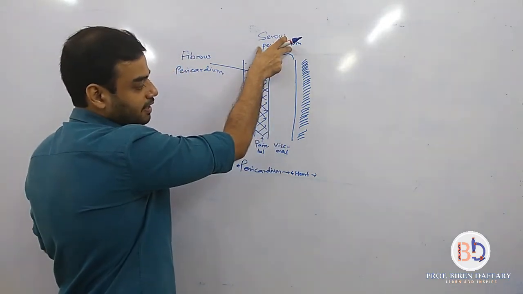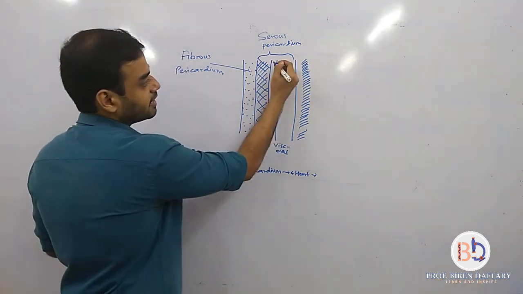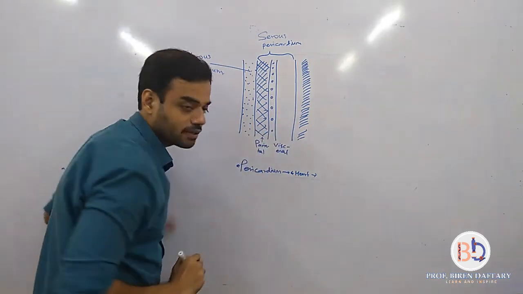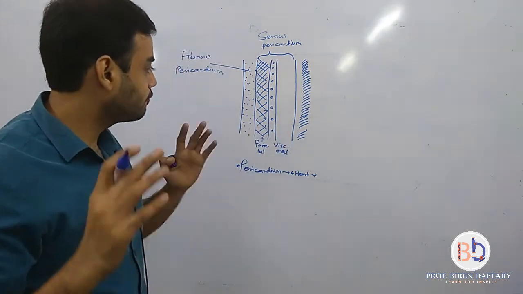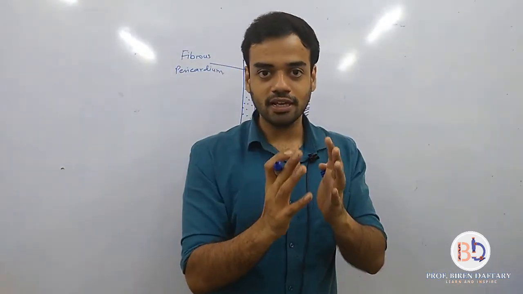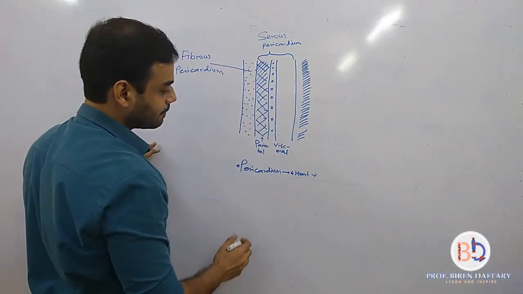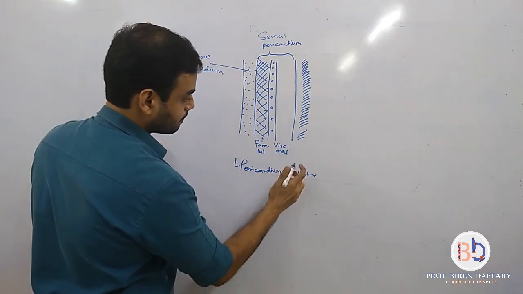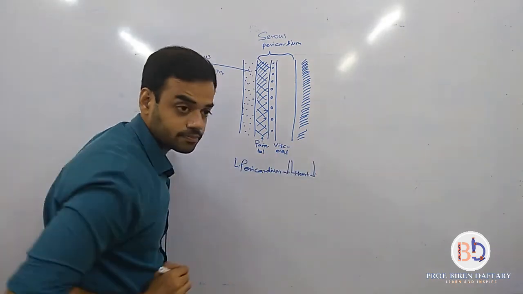In this serous pericardium, between the parietal and the visceral, this area which I am showing, there is a space which is present. Okay, let me just revise whatever I have taught. If you are getting confused, first of all, we are studying about pericardium. Pericardium is a layer which covers the heart. This entire part is your pericardium, and this is your heart.